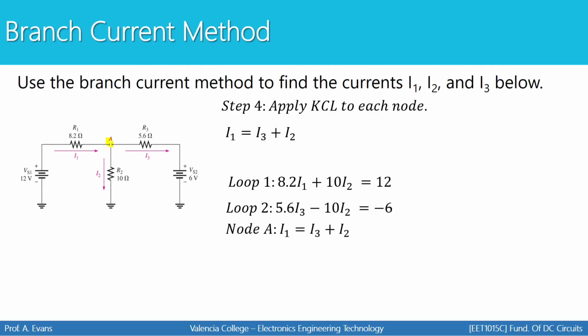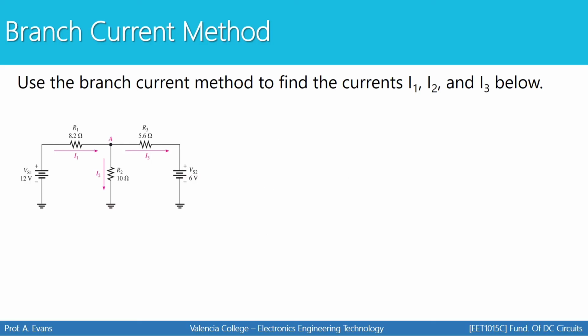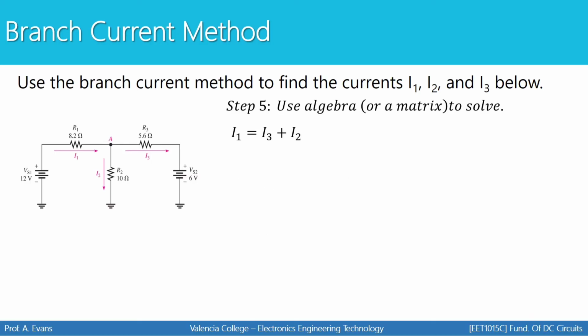And here's a summary of the three equations that we just derived. Again, from this point, you're either going to use algebra or a matrix to solve for I1, I2, and I3. I'm going to continue using algebra for this session. So, I know that I1 is equal to I3 plus I2. I'm going to substitute I1 into my first loop equation right there.